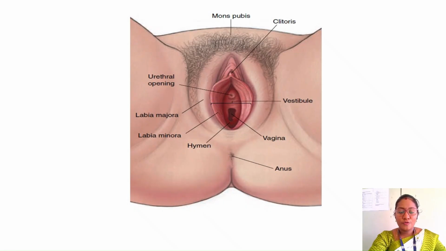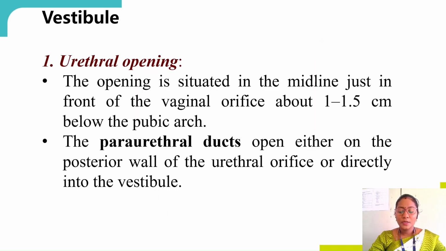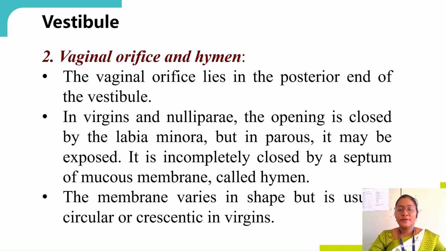So there will be the 4 openings. First is the urethral opening. The opening is situated in the midline just in front of the vaginal orifice, about 1 to 1.5 centimeter below the pubic arch. The paraurethral duct opens either on the posterior wall of the urethral orifice or directly into the vestibule. So the next one is the vaginal orifice.